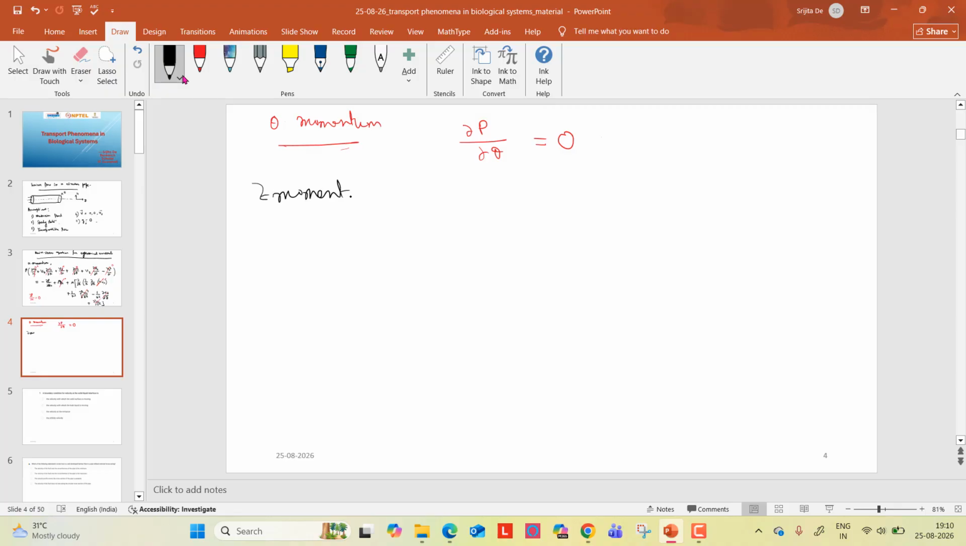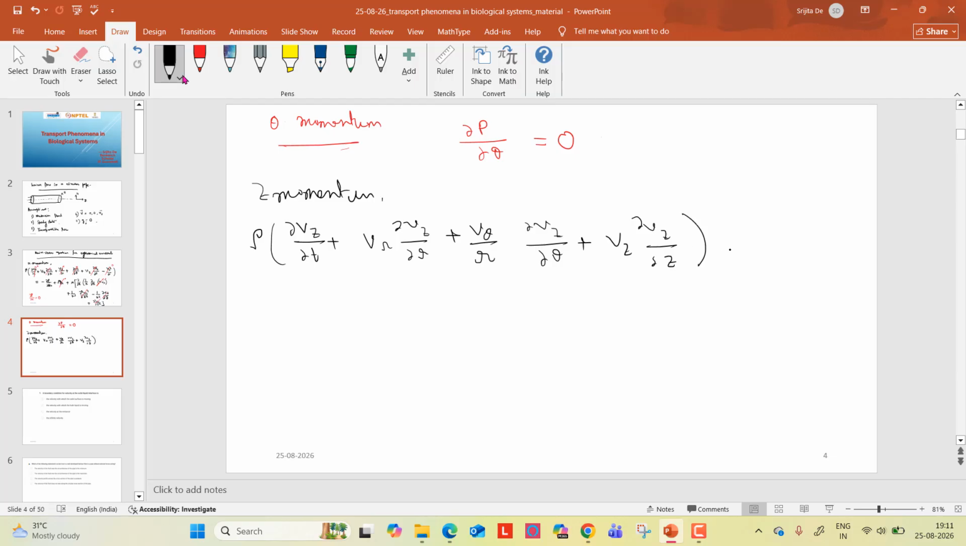Next is the Z momentum. Let's write the z momentum equation because this term will be there. So rho into del Vz del t plus Vr del Vz del r plus V theta by r del Vz del theta plus Vz del Vz del z.